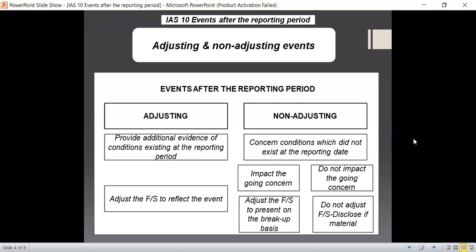Then let us have a look at the non-adjusting events. Obviously, non-adjusting events do arise after the end of the reporting period, but they did not exist at the end of the reporting period. Which means these concern conditions which did not exist at the reporting date. They happen in the time period between the reporting period ending date and the time when the financial statements are authorized for issue, but they concern conditions which did not exist at the reporting date.